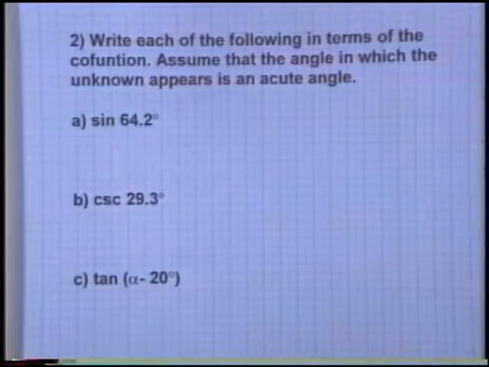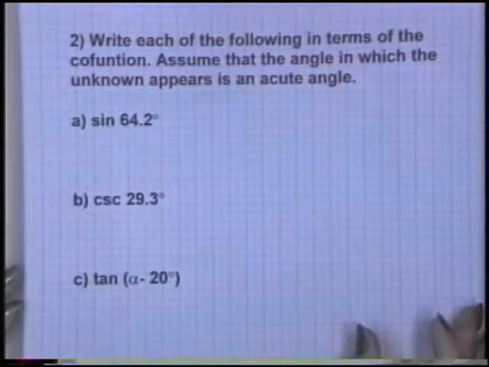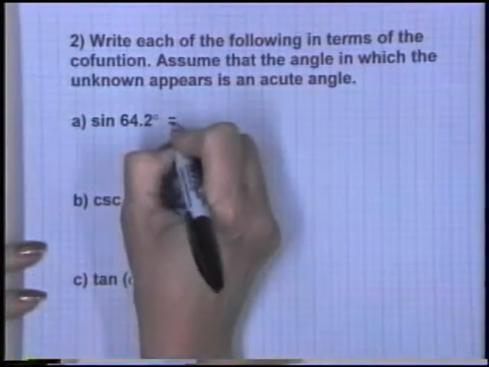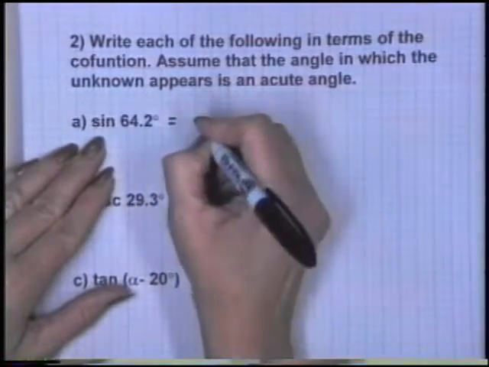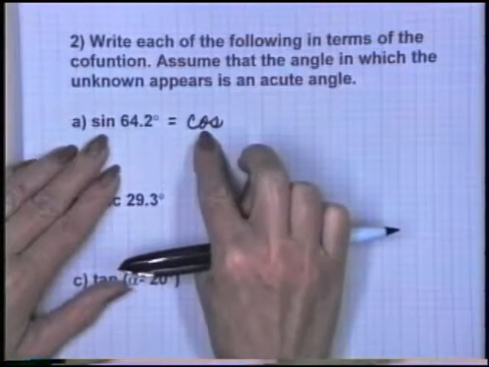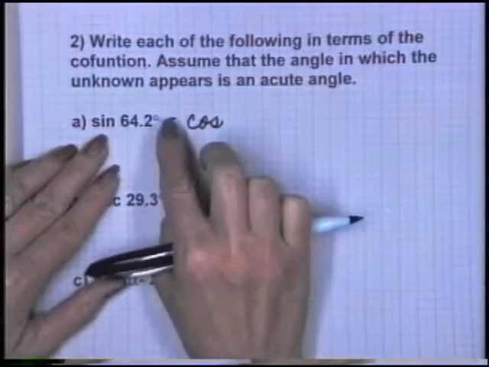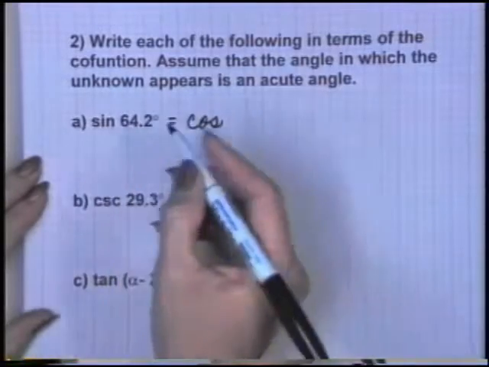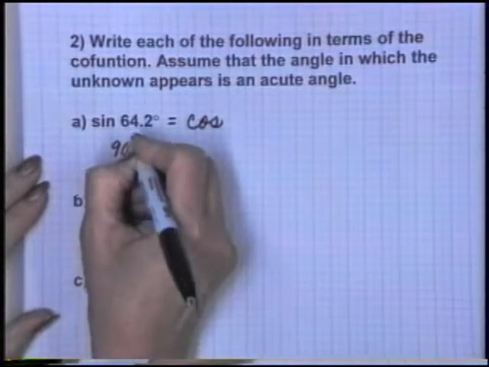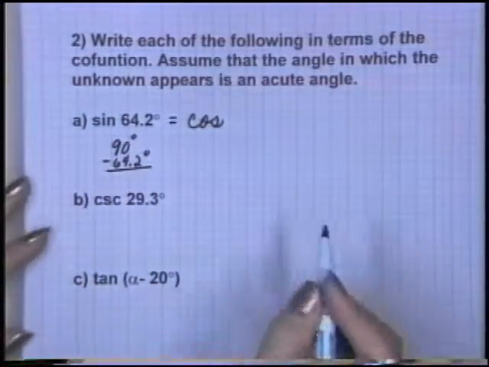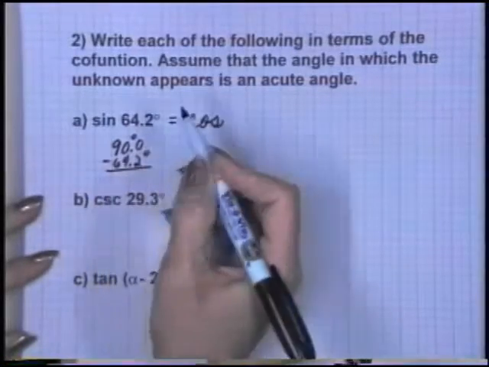Let's look at some cofunction problems. Write each of the following in terms of a cofunction. Assume that the angle in which the unknown appears is an acute angle. Well, if we're going to write this as the cofunction, the cofunction of the sine is the cosine, and then we have to figure out what angle. Well, it's cofunctions of complementary angles that are equal, so we need to figure out what angle is the complement of 64.2, and to do that we'll take 90 degrees and subtract 64.2 from it, because that's how we find complementary angles.